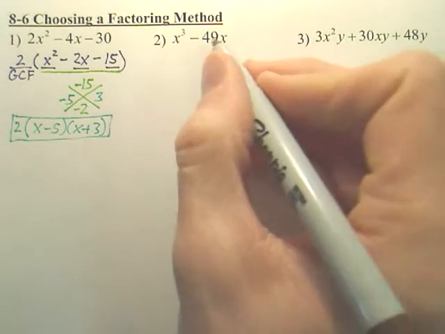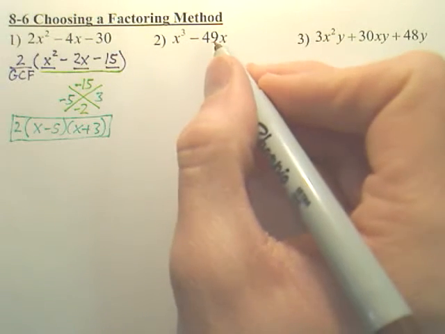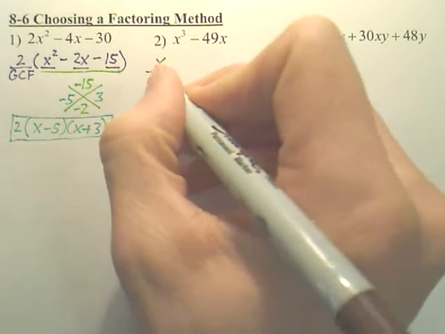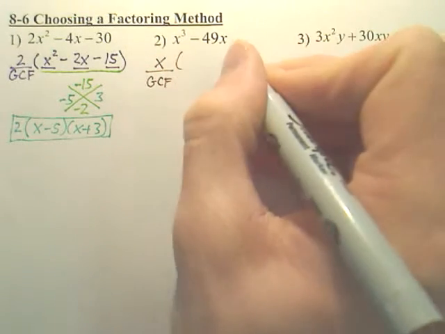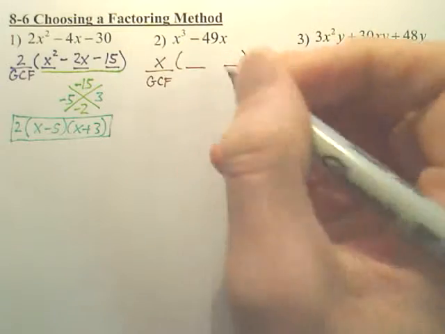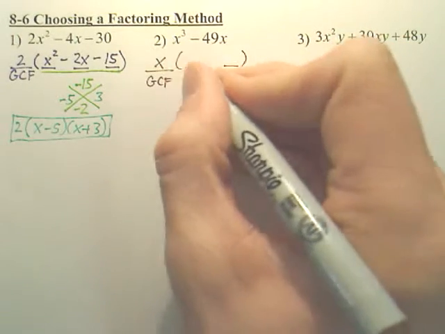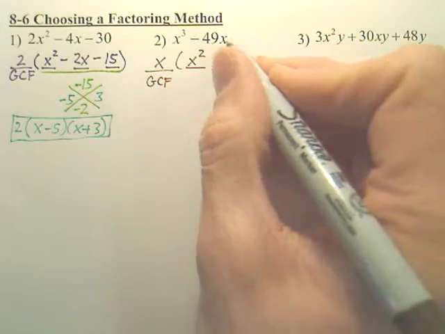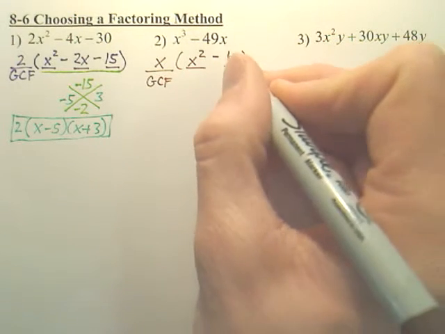Okay, look at these two. Is there a greatest common factor? Oh yeah, I can pull out an x. Both these values, both these pieces, have an x. And once I pull an x out, x times what gives you x to the third? That'd be x squared. X times what gives you 49x? Just be 49.